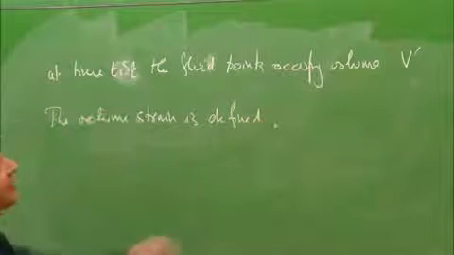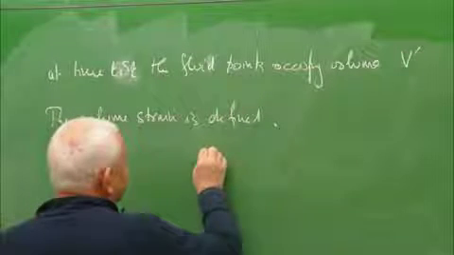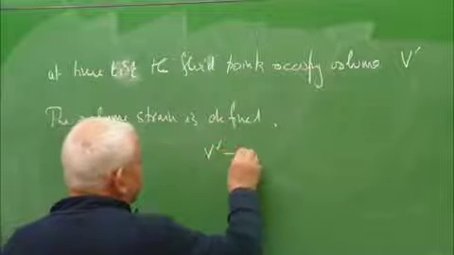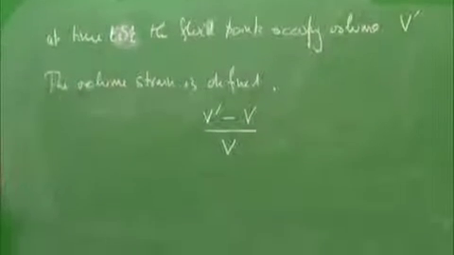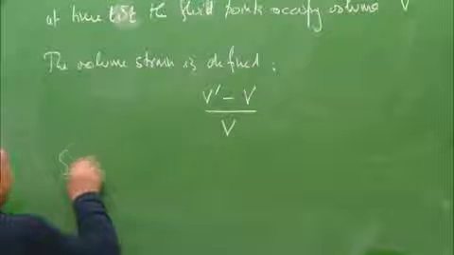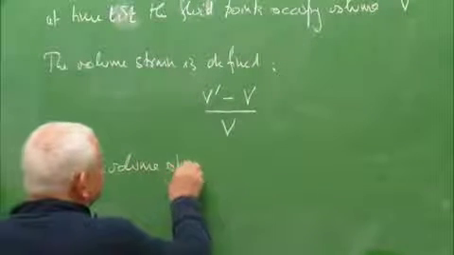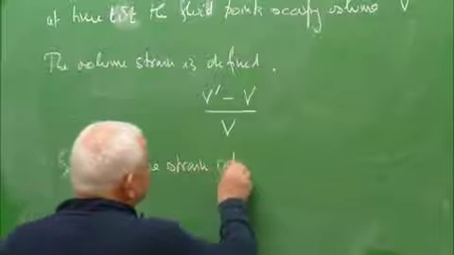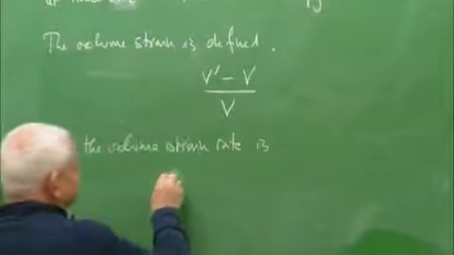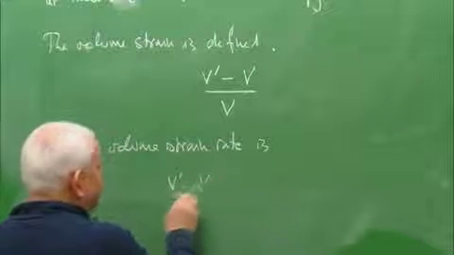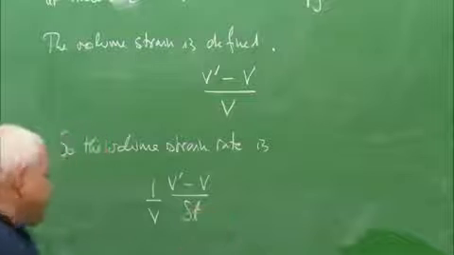So it's the same formula as we had for the linear strain, except that now you put volumes into it. The volume strain is defined by V dashed, the new volume, minus the initial volume, divided by the initial volume. So the volume strain rate is (V dashed minus V) over V, divided by delta t.